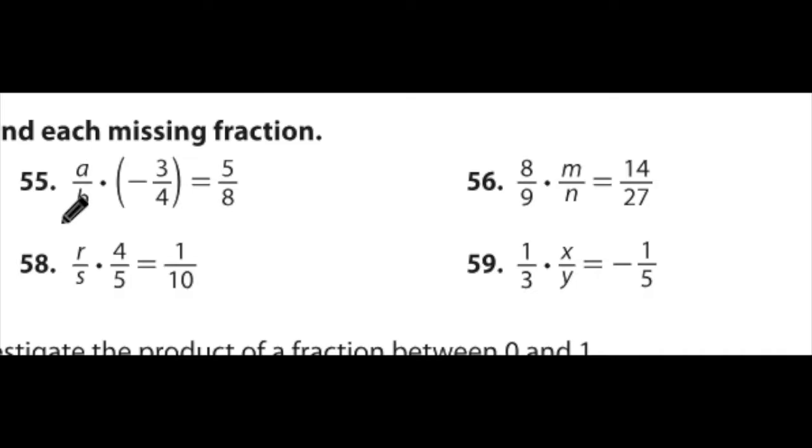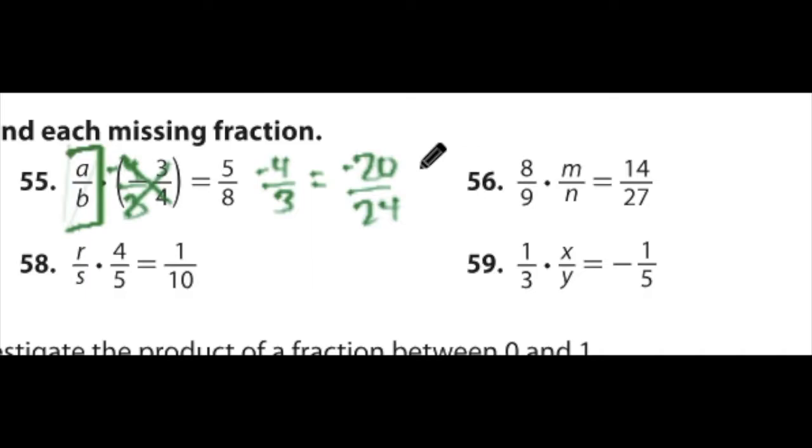In 55, we're trying to isolate A over B, so we're going to multiply by the reciprocal of -3/4, which is -4/3, and cancel that out, and multiply by -4/3 on the right-hand side of the equal sign, and we have A over B equals -20 over 24. 4 is a factor of 20 and 24. 4 goes into 20 5 times, and 4 goes into 24 6 times. So for 55, the answer is -5/6.